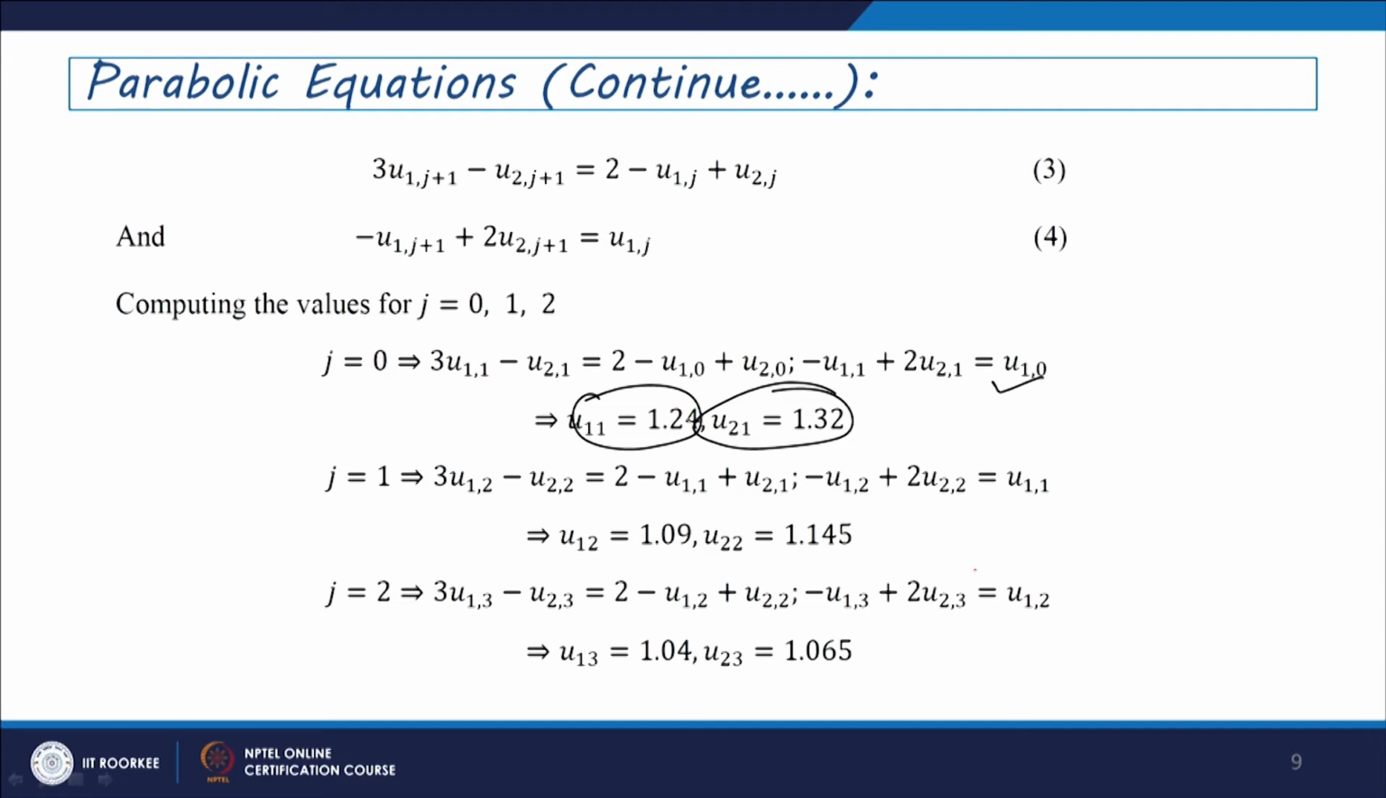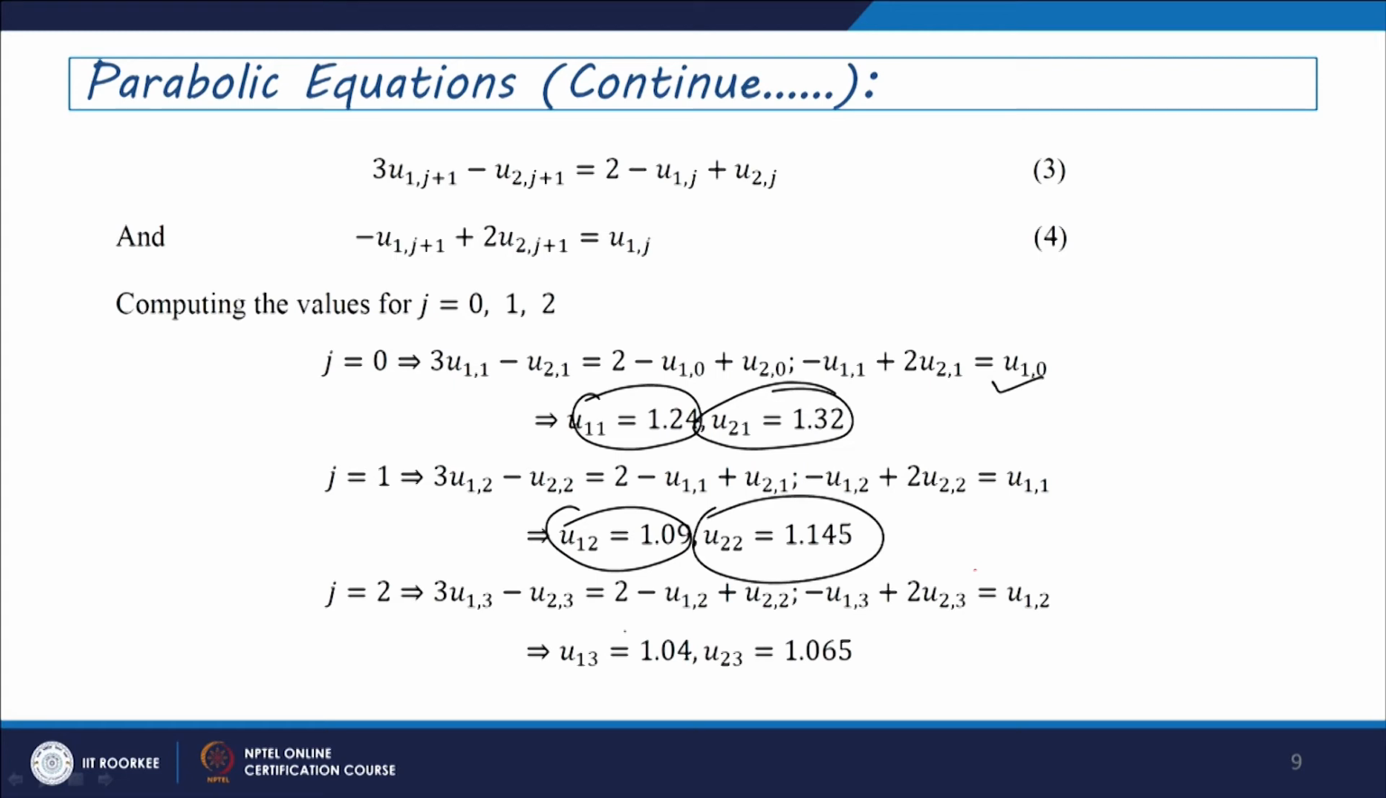Similarly, if you put j equals 1 here, then we find 3 u1 2 minus u2 2 equals 2 minus u1 1 plus u2 1, and the other one we get as minus u1 2 plus 2 u2 2 equals u1 1. If you solve these two equations together, then we get u1 2 as 1.09 and u2 2 equals 1.145 here.